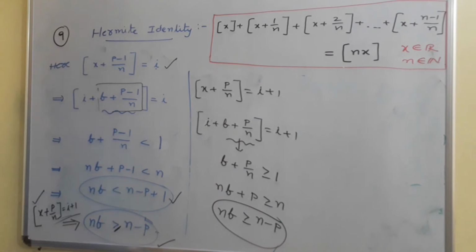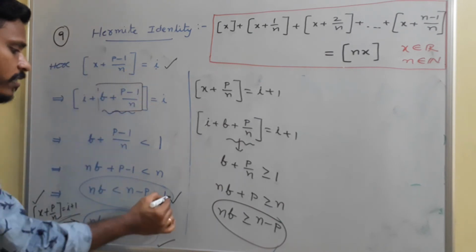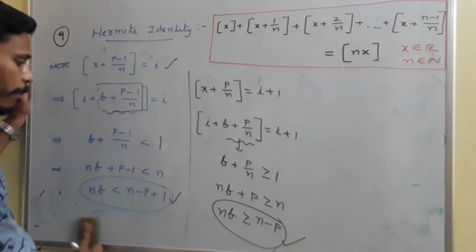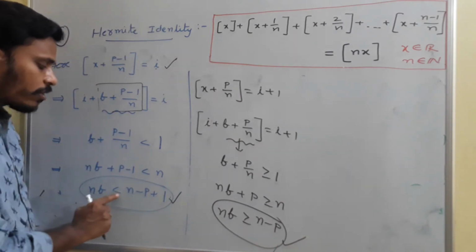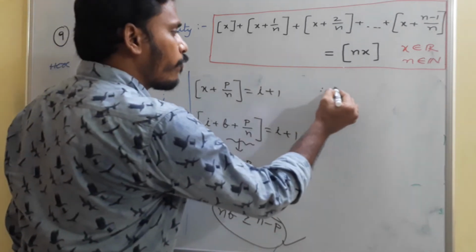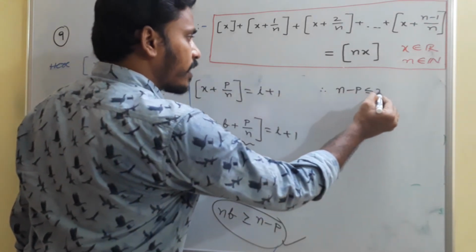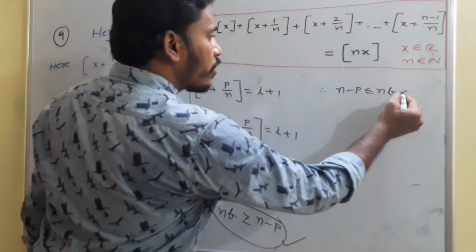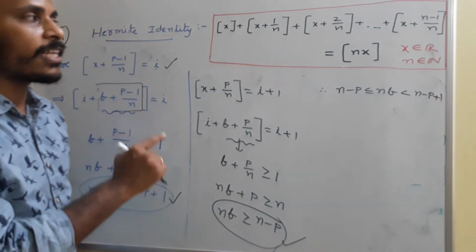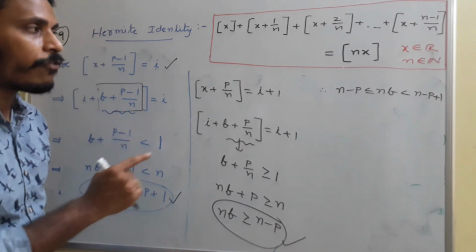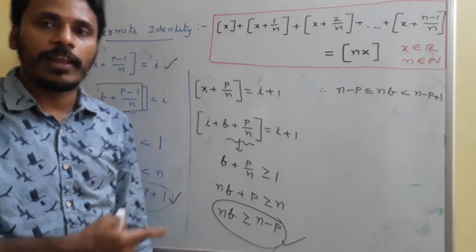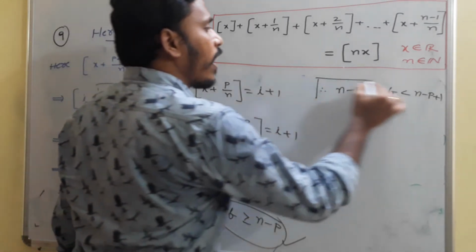Okay. That's what I wrote here. So if this is I, we have one statement. If this is I plus 1, we have another statement. And I am going to combine these two. Just look there. nf value is less than n minus p plus 1. nf value is greater than or equal to n minus p. From these two, if you combine, n minus p is less than or equal to nf, which is less than n minus p plus 1. Think about it. So this is the information we have in our hand.